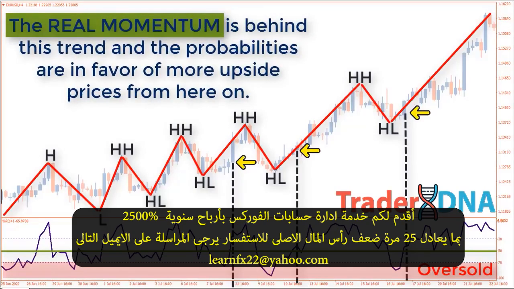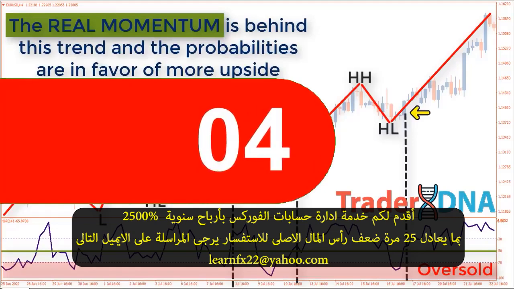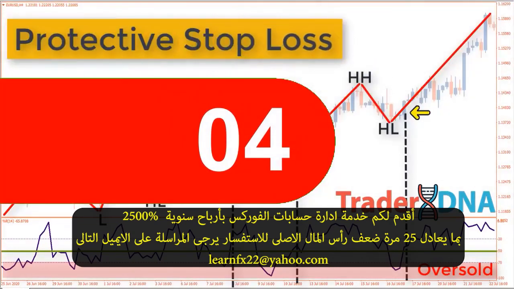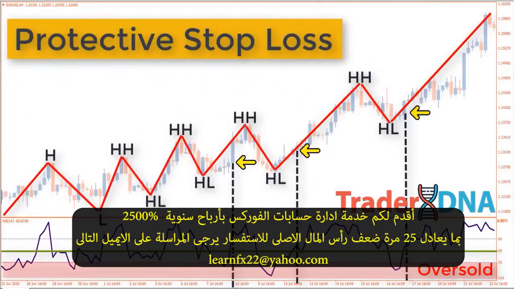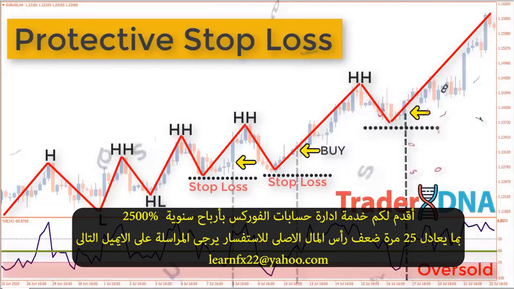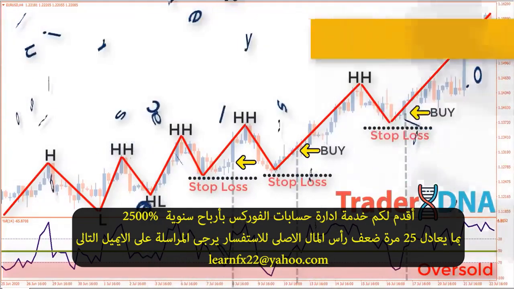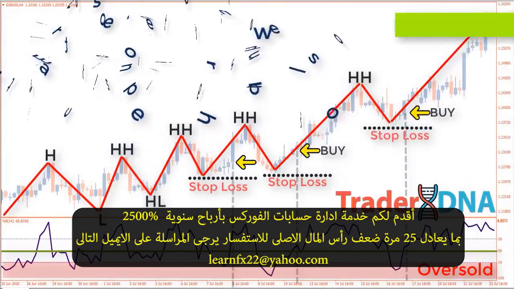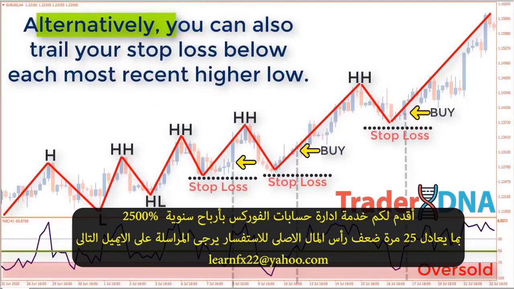The next important thing we need to establish is where to place our protective stop loss. Step 4. Place your protective stop loss below the recent higher low. We want to hide our protective stop loss below the most recent higher low level that formed right before the best momentum trading strategy issued the buy signal. Alternatively, you can also trail your stop loss below each most recent higher low. This strategy will allow you to lock in the potential profits in case of a sudden market reversal.